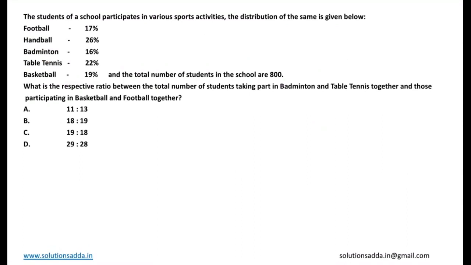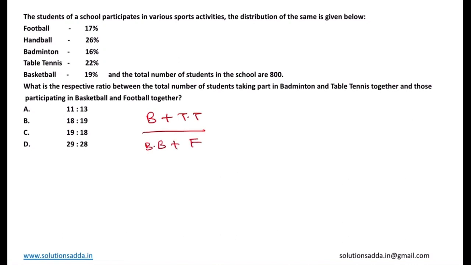This is an aptitude question based on percentage. The students of a school participate in various sports activities and the distribution is given below. Football 17%, handball 26%, badminton, table tennis and basketball are 16, 22 and 19% respectively. The total number of students in the school is 800. What is the respective ratio between the total number of students taking part in badminton and table tennis together to those participating in basketball and football together? So we need to find the ratio between the number of students in badminton plus table tennis divided by basketball plus football.